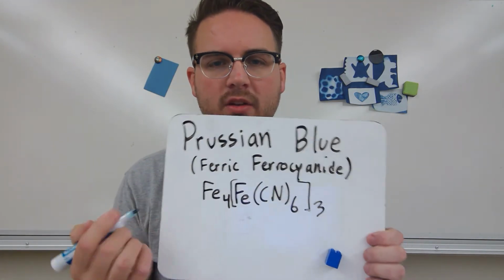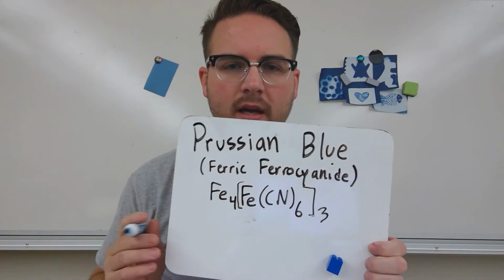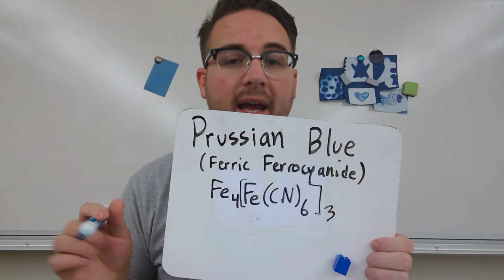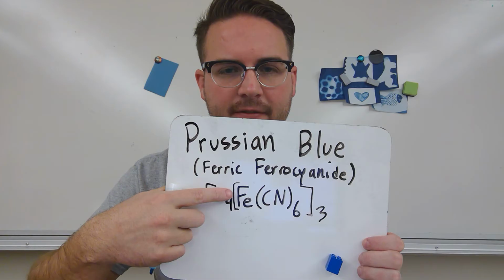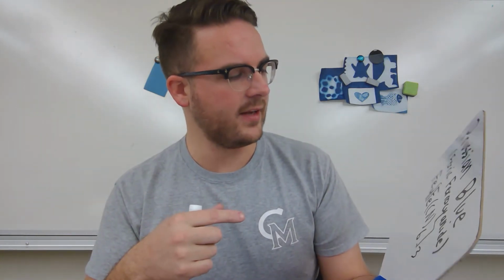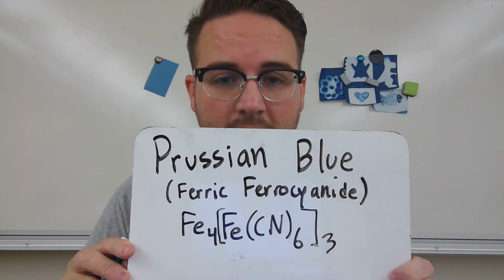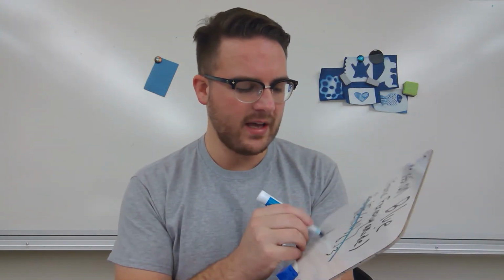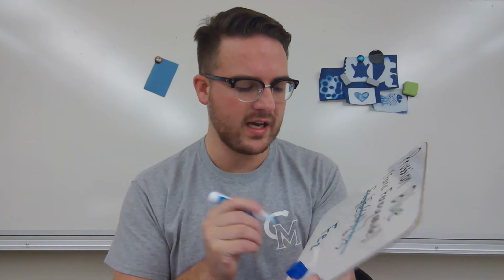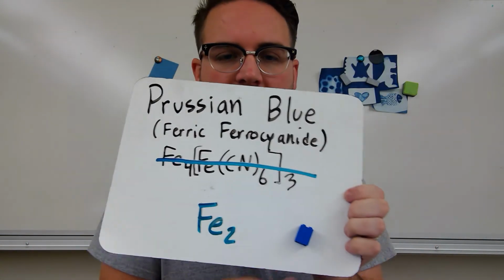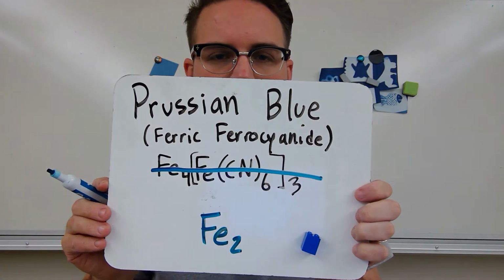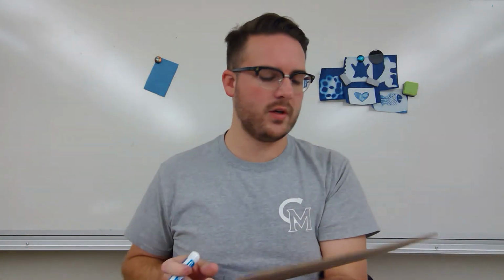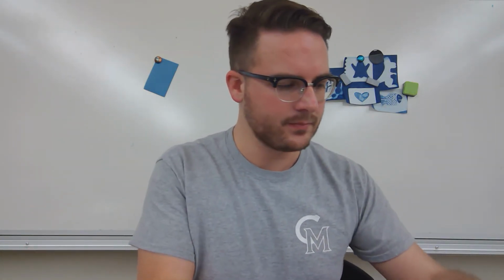Okay, and you'll notice it also has a big long formula, but it has a lot of iron. You'll notice Fe4, Fe. Anyway, it's got a lot of iron in it. So to represent that, we're going to simplify it, and I'm just going to do Fe2, which means it's going to be two of these blue Legos. Okay, so those are the three molecules we're going to be looking at today.